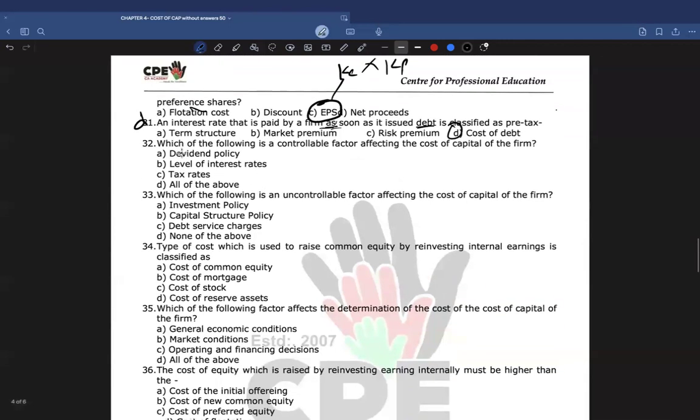Which of the following is a controllable factor affecting the cost of capital of the firm? What is in your control: interest rates are not in your control, tax rates are not in your control. If these two are out, then all of the above is not the answer. Dividend policy is what you can decide. So obviously answer is A.